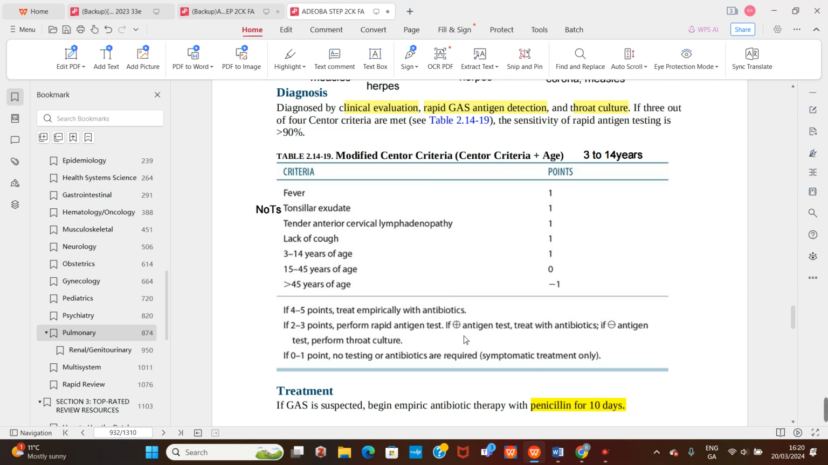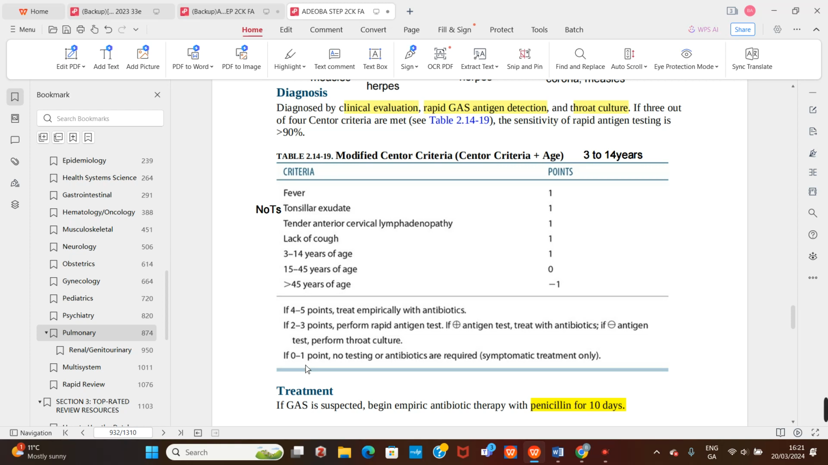So if it's positive, you are going to give the antibiotics. If it's negative, you can do your throat culture. If your throat culture is positive, you can treat. If it's negative, you just treat symptomatically. You don't give any antibiotics because it's likely to be viral. But if somebody has 0 to 1, you don't need to do any testing. You don't need to do your rapid antigen test or any throat culture. There's no antibiotic indicated because it's likely to be viral, or you are sure that it's outside GAS. So you just do your symptomatic treatment.